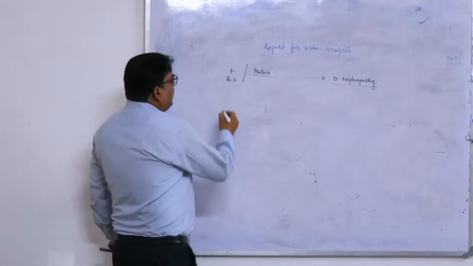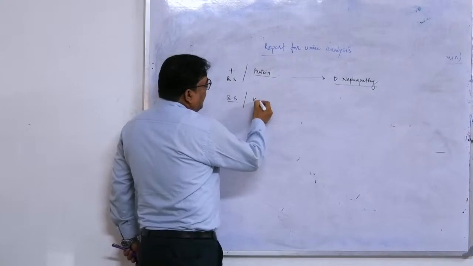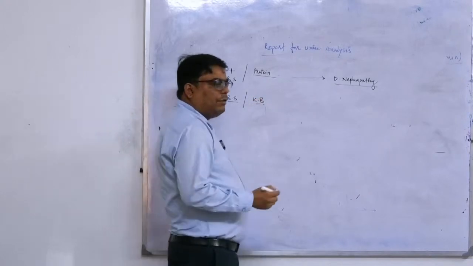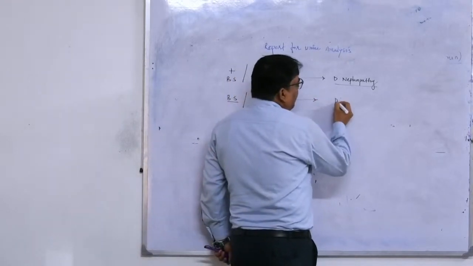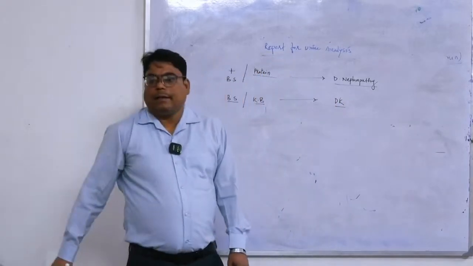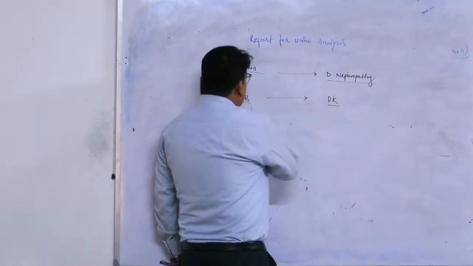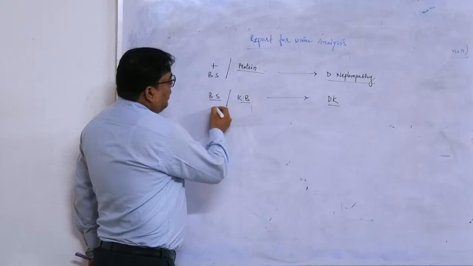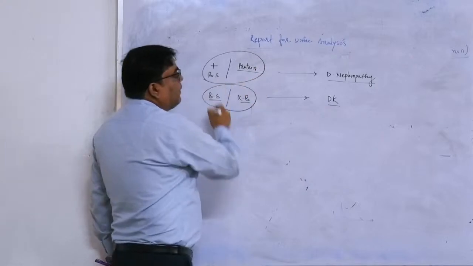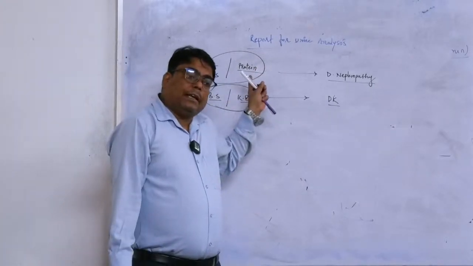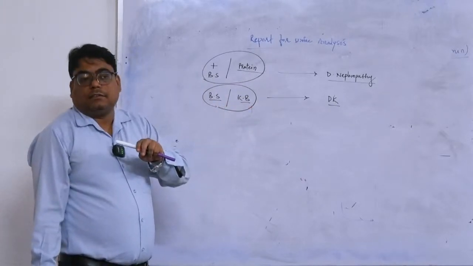Okay, if blood sugar is positive with ketone bodies, you know? Yes, very good. It is a patient of DKA, we call diabetic ketoacidosis. These two things come combined in the same urine sample. If the sample gets a positive result for blood sugar and also for ketone bodies, then it is like that.